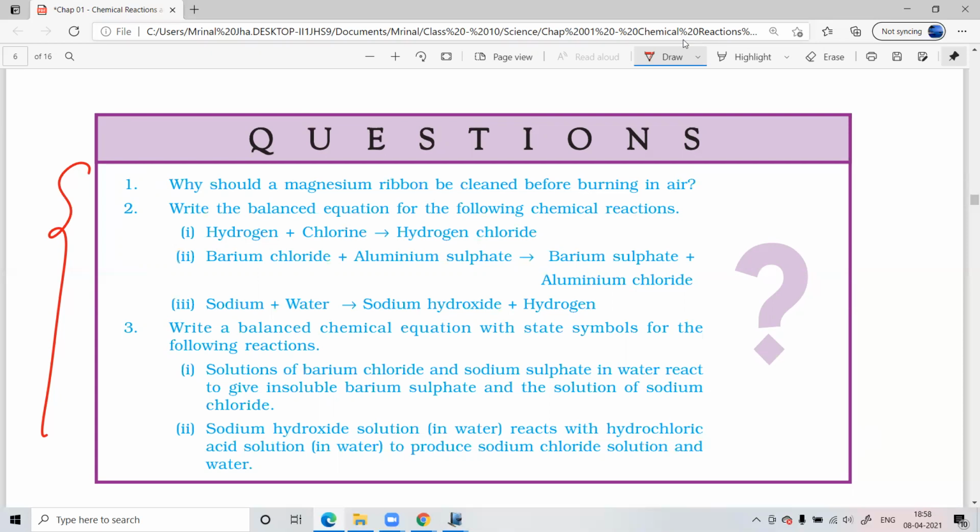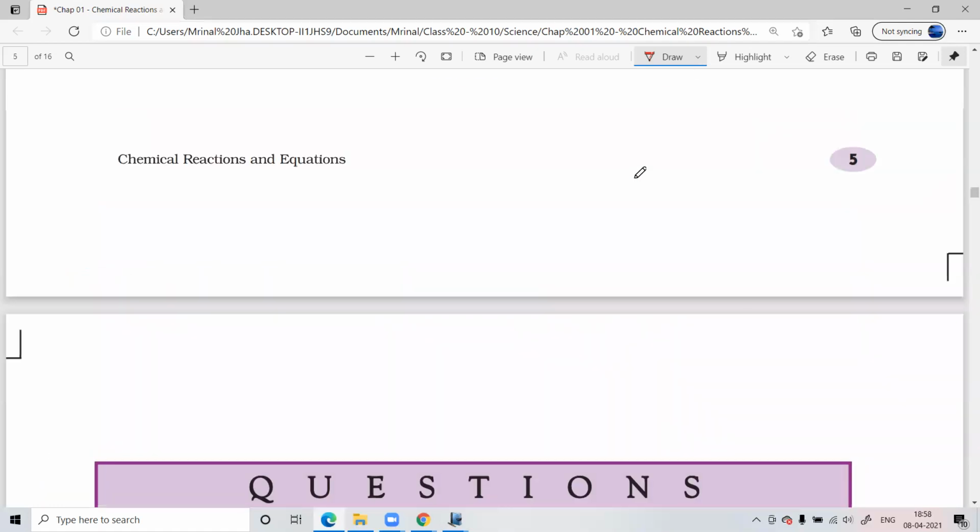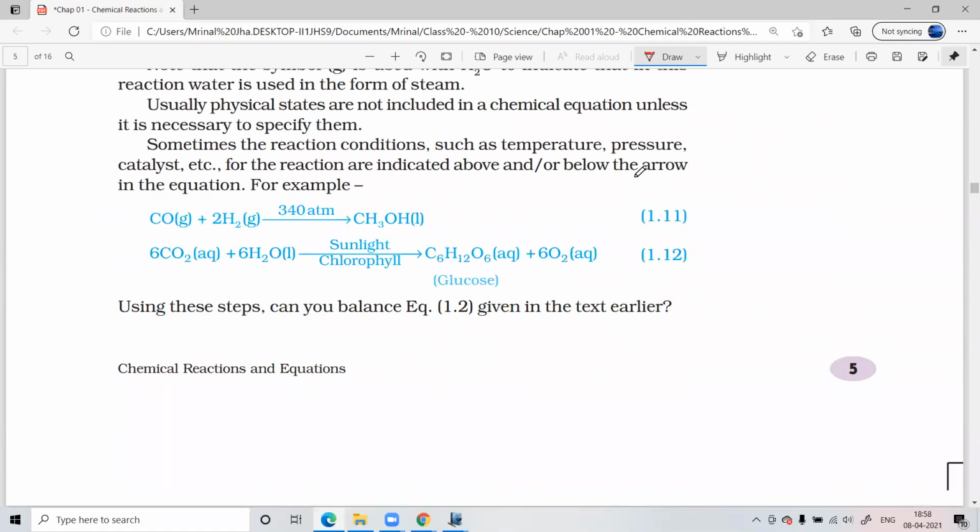Anyone has any question? Tell me. Yes, sir. In page number 5, there is equation 1.12. Is that equation like the photosynthesis process, sir?